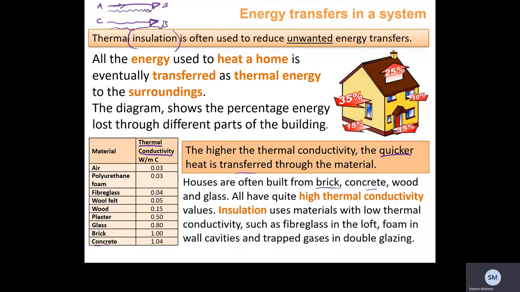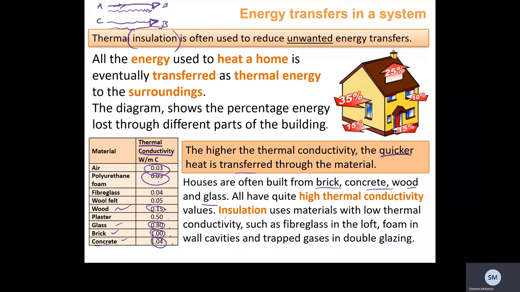But we often use brick, concrete, wood, and glass for building our houses. Brick, glass, concrete, and there's wood. We use these things to build our houses, which means that we're likely to lose a lot of heat. Now, I can't build my house out of foam or air, so I've got to use these really conductive materials. But there are tricks that we can do.